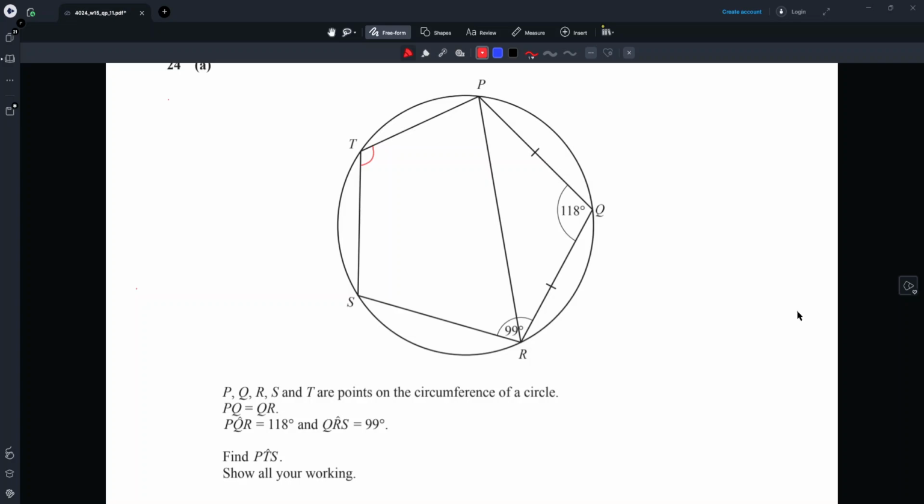Now let's take a look at this question here. It says that P, Q, R, S, and T are points on the circumference of the circle. PQ equals QR, PQR equals 180 degrees, and QRS equals 99 degrees. Find PTS, show all your working.